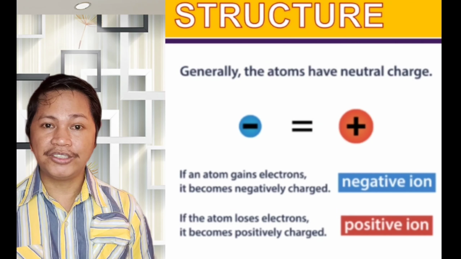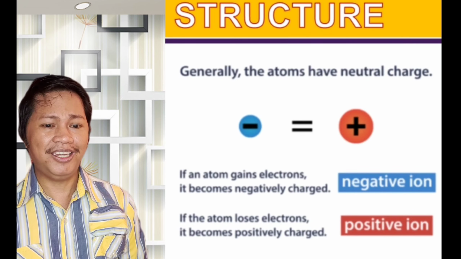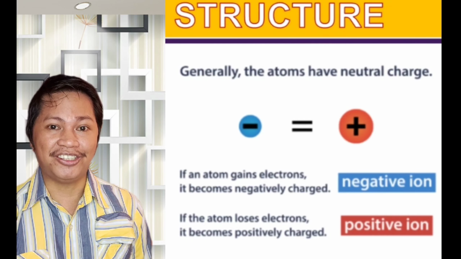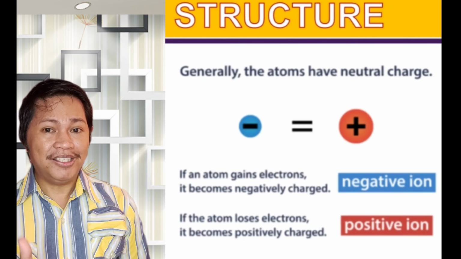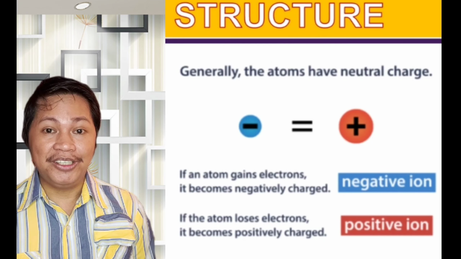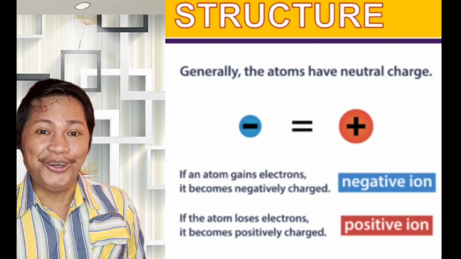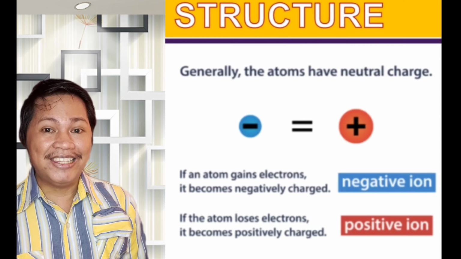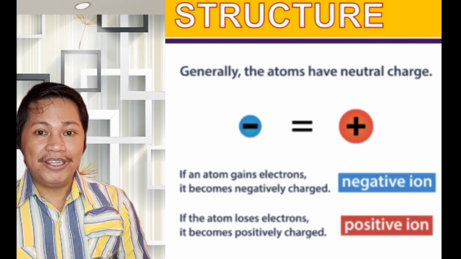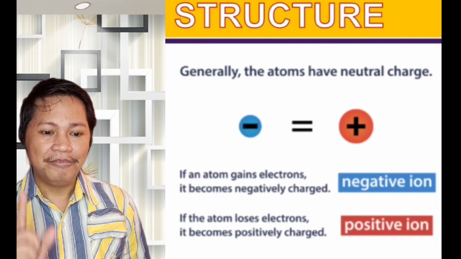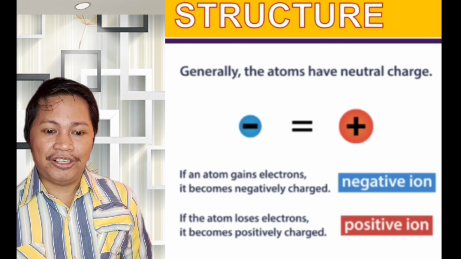Okay, students, please focus on this. This is the most essential thing in this lesson. Generally speaking, atoms have a neutral charge. So we have negative, positive, or neutral, or 0. But if an atom gains electrons, gaining means accepting electrons from another element, it becomes negatively charged, or it will turn into a negative ion. So maging negative pag ito ay tatanggap or mag-gain ng electrons ng isang element. But if the atom loses electrons, it becomes positively charged, or a positive ion.